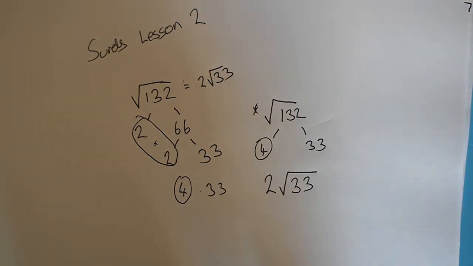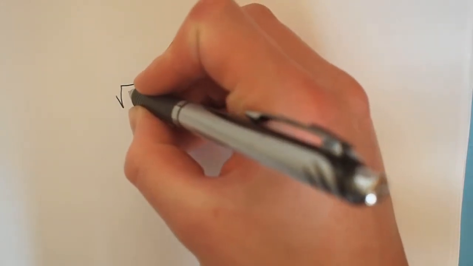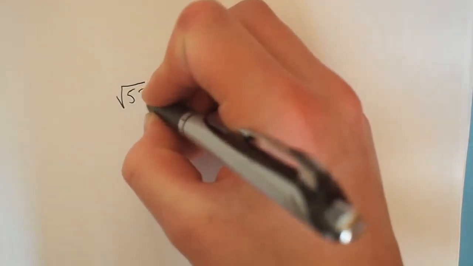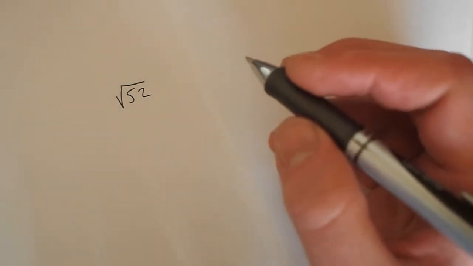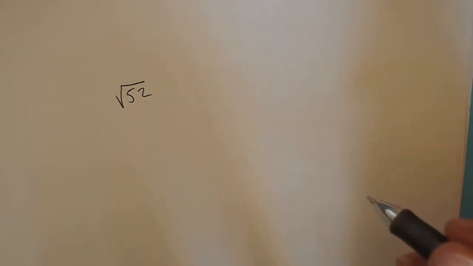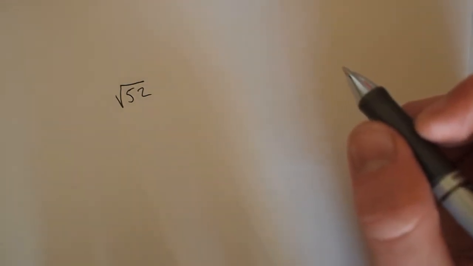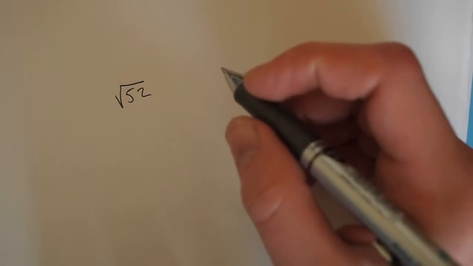Okay, let me try another example. Let's do the square root of 52. So I'm just going to be doing a few examples, and hopefully this will reinforce your learning about square roots. So we've got 52. Let's try and find some factors of it.